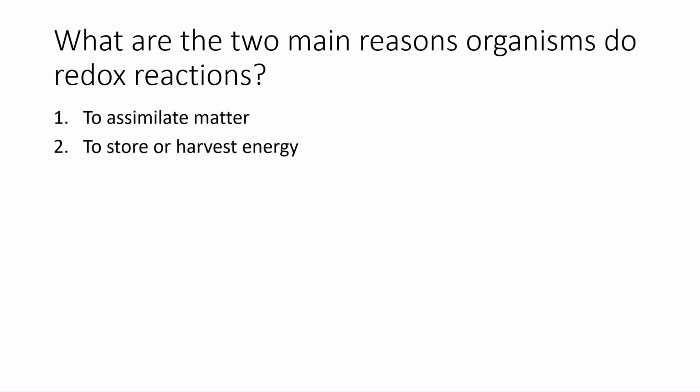Organisms do redox reactions for two main reasons. The first one is to assimilate matter. So an organism needs to grow, it needs to replace machinery in its cells, and it needs to reproduce, and so it needs to assimilate new matter throughout its lifespan. In addition, it needs energy. It needs to be able to store and harvest that energy. And these are the two main reasons why redox reactions occur.